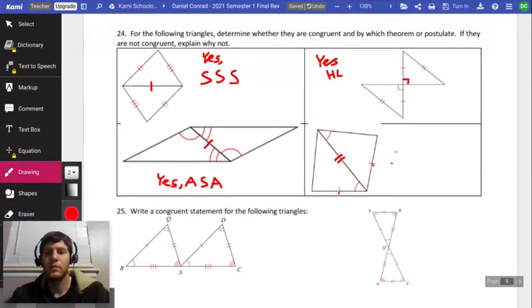Okay, now I'll say not possible. Not enough information to make a determination. Not possible to make a determination. Maybe they're congruent, maybe they're not. We don't have enough information.